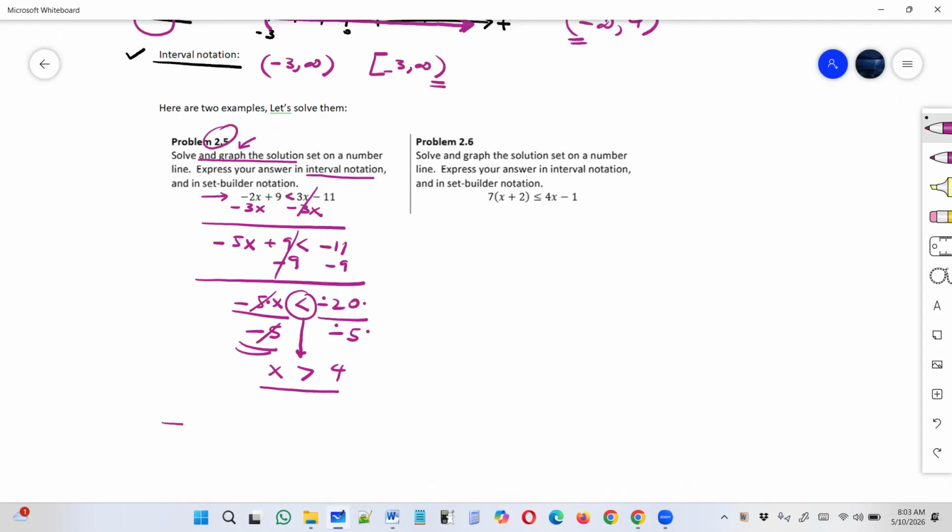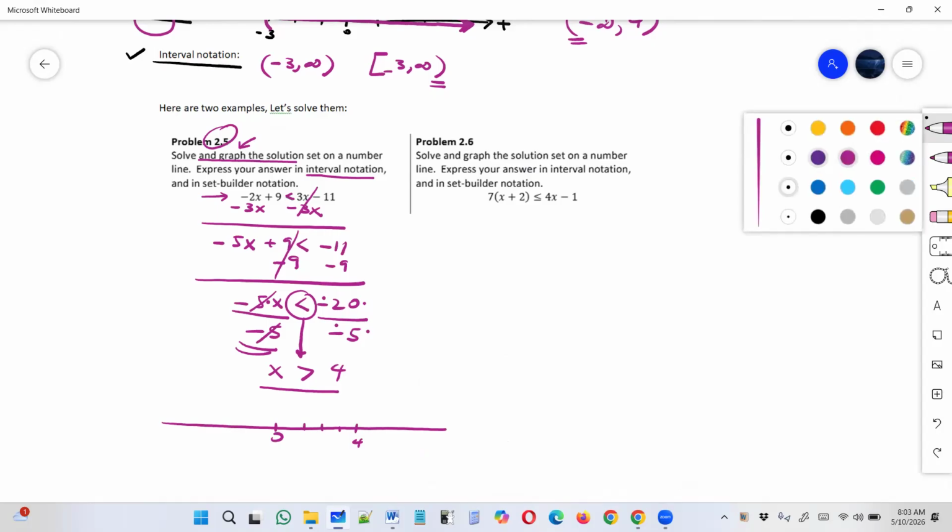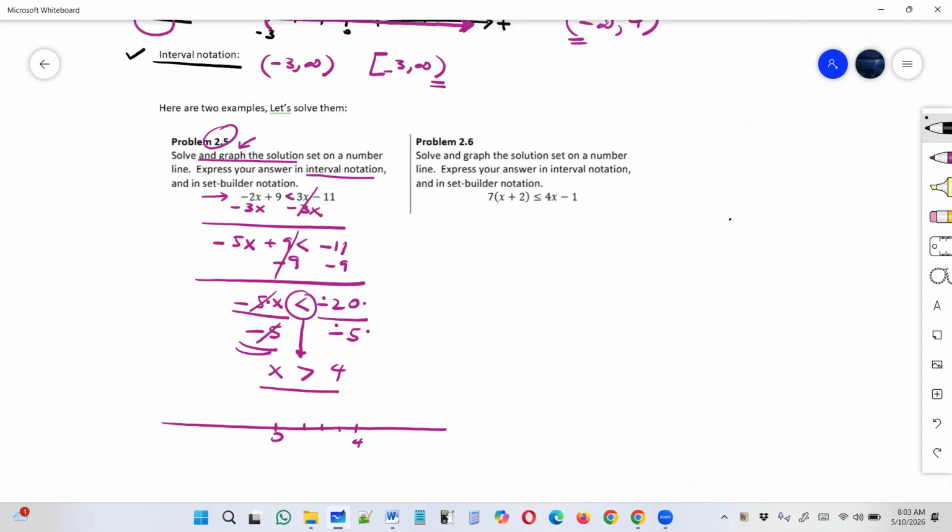So first, here's the graph. Here's my 0, 1, 2, 3, 4. Right, here's my 4. And I'm going to shade it in the direction of the inequality. Right? Again, the inequality says greater. So from here, I'm going to shade it to the right. Okay? So notice that we started with a less than symbol and we end up with a greater than.